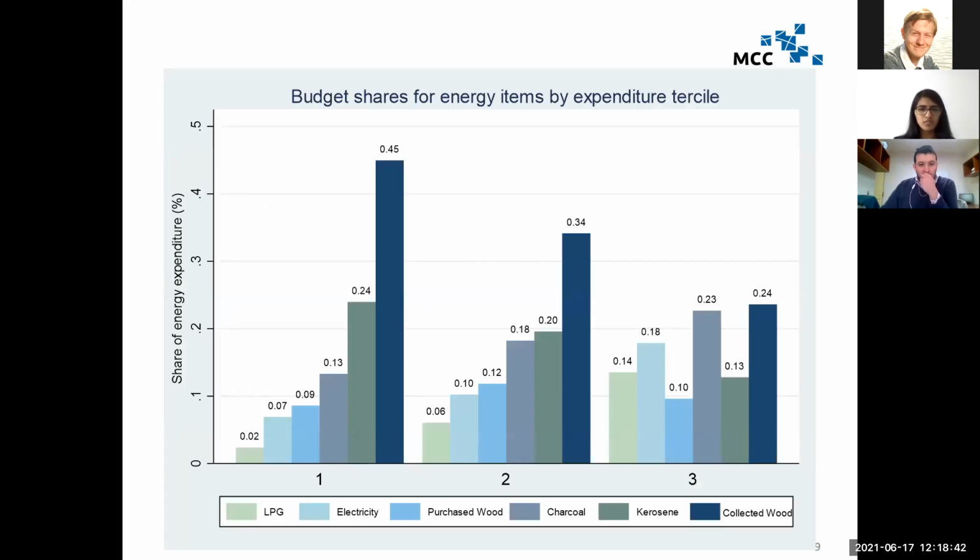Before the results, I will just present a few statistics. So this graph here shows the distribution of energy expenditure shares across expenditure terciles. And we see here that the share of collected firewood expenditures actually reduces, whereas the shares of LPG and electricity rise steadily over the expenditure distribution.